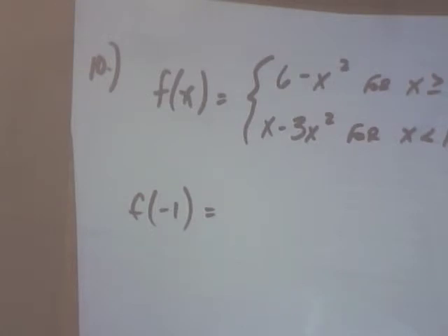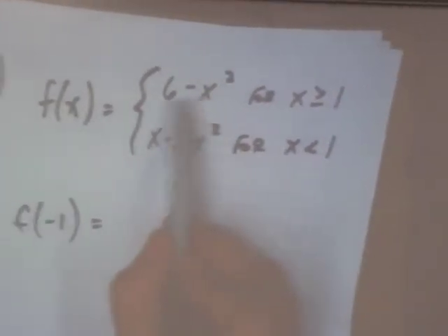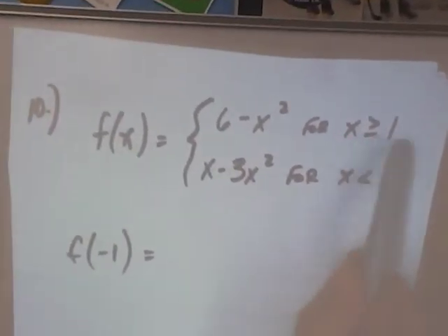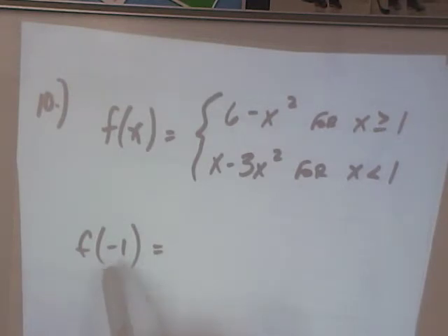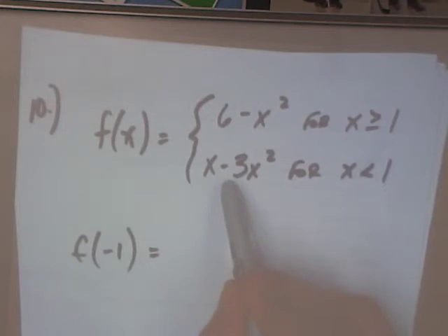Why the second one? Because 1 is bigger than -1. We use this equation for all x's greater than or equal to 1. We use this equation for all x's less than 1. Our x has a value of -1. I thought you were supposed to plug it in and solve it. That's different. -1 is less than 1, so I'm going to plug it in this equation.